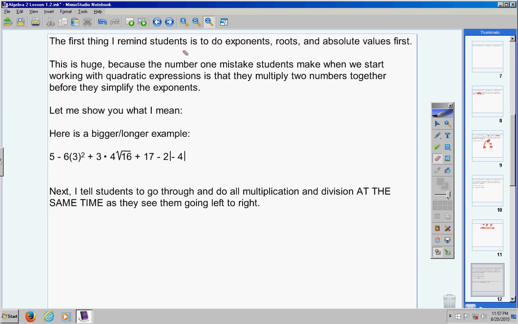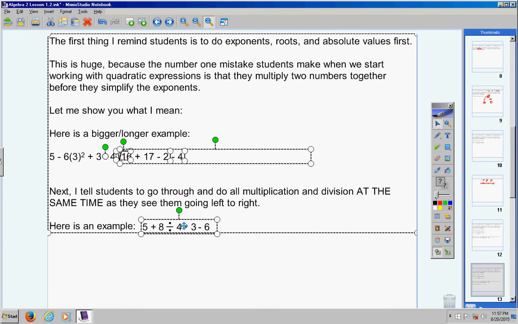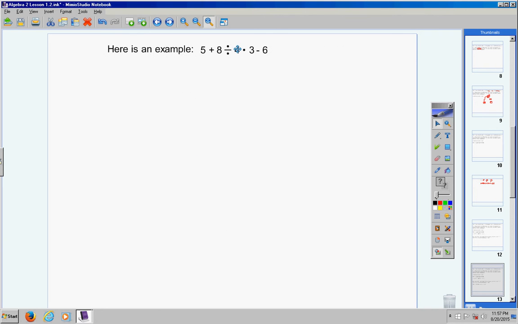Let me give you an example. Okay, I think that would really help a lot. So if you would please copy this in your notes, and let's simplify this. Okay, now look. The first thing you look for are powers, roots, and absolute values. I don't see any of those. Next, we're going to go through and do all multiplication and division as we see it from left to right.